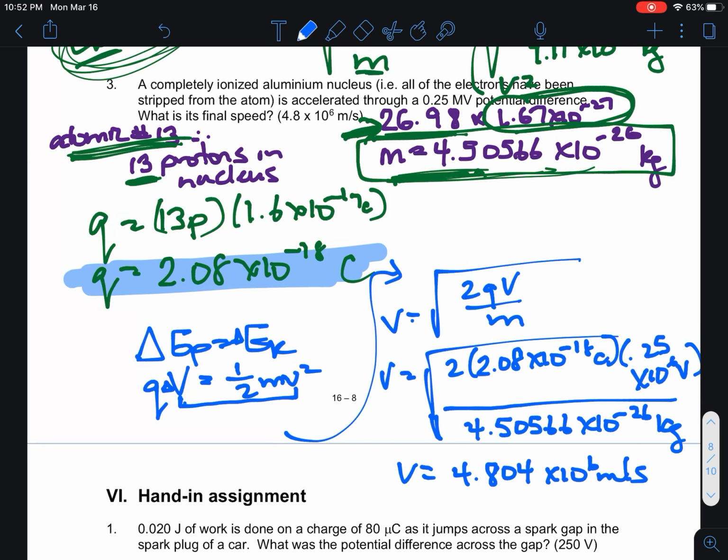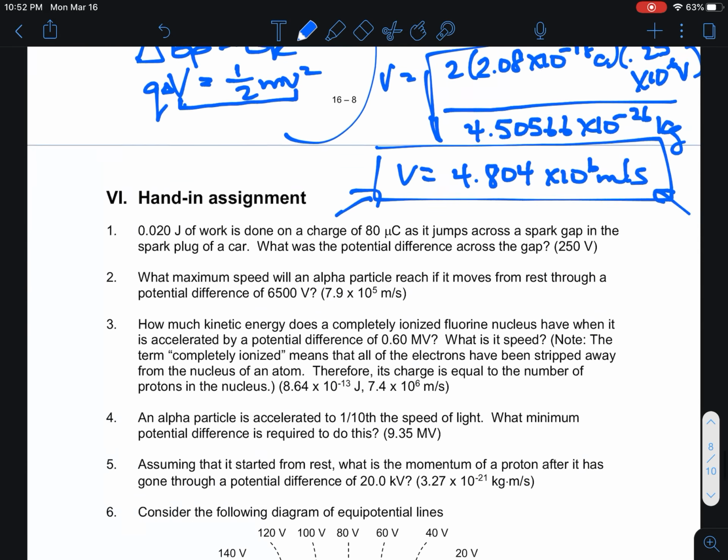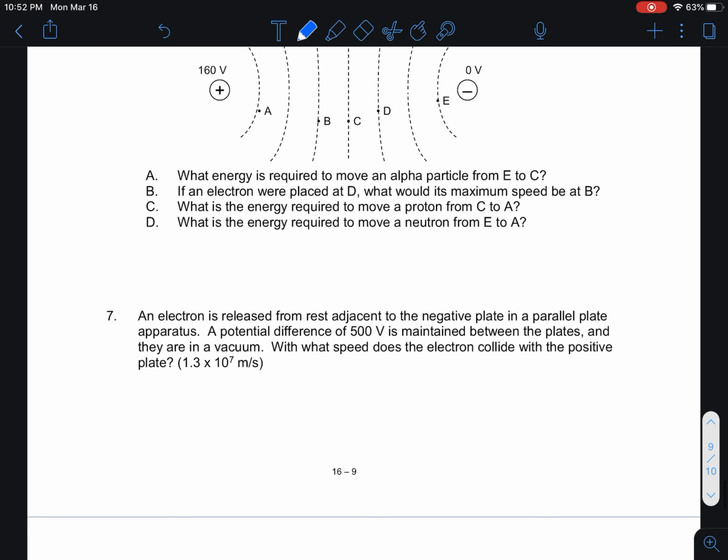So a little slower than the example or the last question, and that's just because the particle is a lot heavier when it accelerates through. So it'll lose potential energy, gain kinetic energy, and arrive at the other plate going a super fast speed of that. Okay, you guys should be able to do the bulk of the hand-in assignment pretty easily.